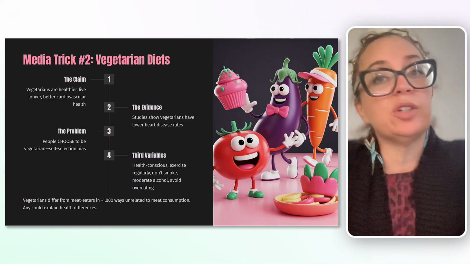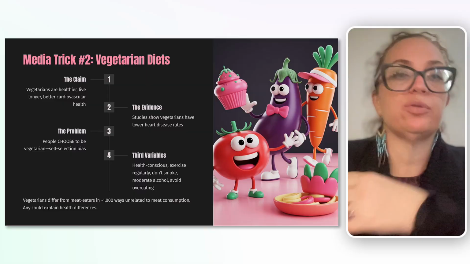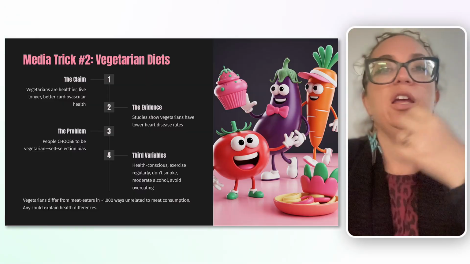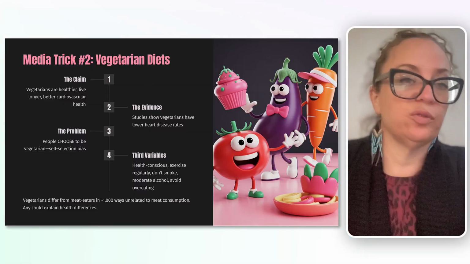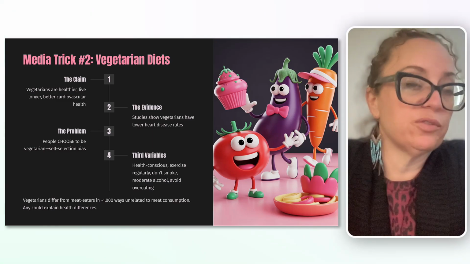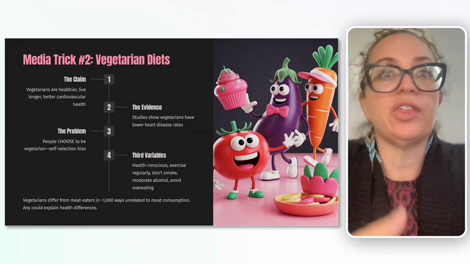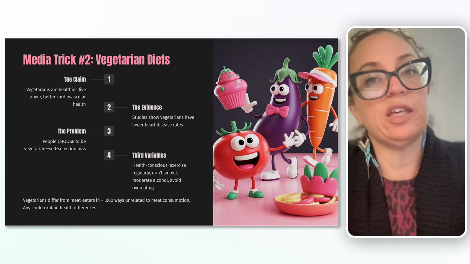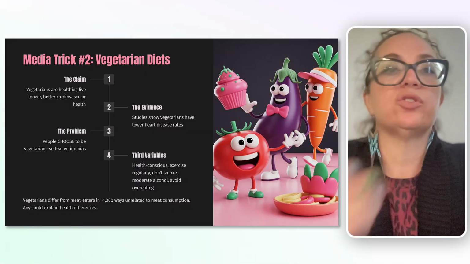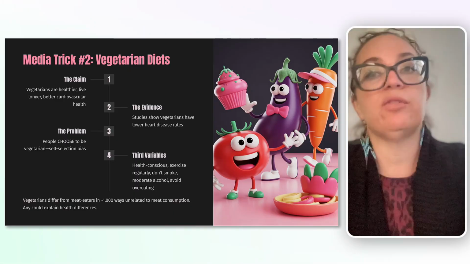And who chooses to become a vegetarian? People who are health conscious, people who exercise regularly, they don't smoke, they don't drink, they care about their bodies, they tend not to overeat, they're avoiding sedentary lifestyles. So obviously, hopefully, you can see the problem. Vegetarians differ from meat eaters in 1,000 ways that have nothing to do with whether they eat meat. And any of those other factors could explain the health difference. So this is the third variable problem in action, and it's everywhere in health research.